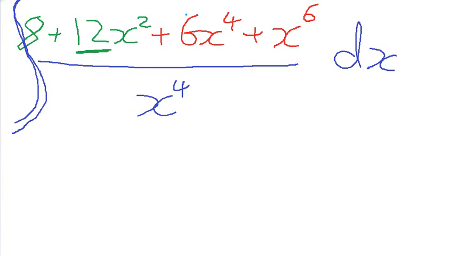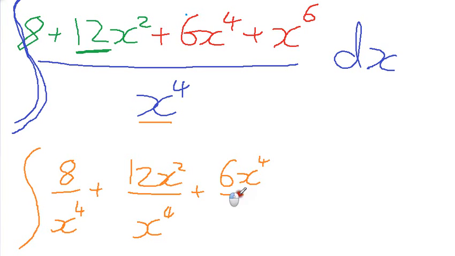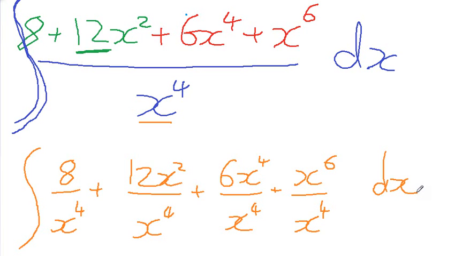You could try by parts, and you'd come unstuck. You could try by substitution, which would be incredibly difficult. Or you could start by putting every term individually over x to the 4. So here we have the integral of 8 over x to the 4 plus 12x squared over x to the 4 plus 6x to the 4 over x to the 4 plus x to the 6 over x to the 4, and dx for formality's sake.